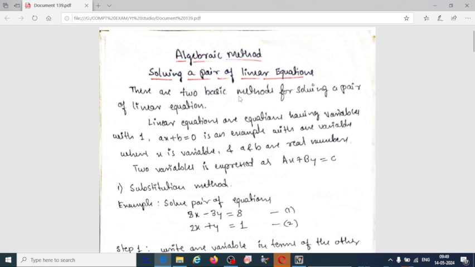One of the topics from CSIR-UGC NET General Aptitude. In the previous videos I discussed the clock problem, calendar problem, numbers and many more topics. Go to those videos. In this video we will discuss the algebraic method of solving a pair of linear equations.